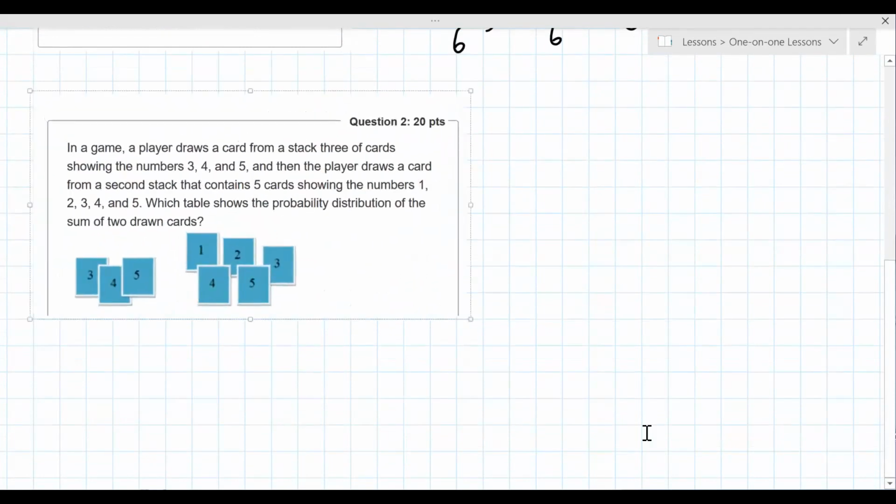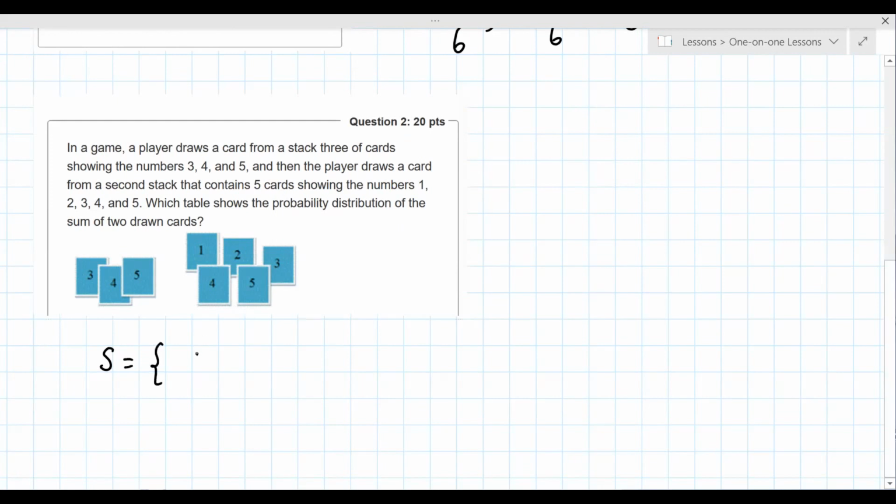In a game, a player draws a card from a stack of 3 cards showing the numbers 3, 4, and 5, and then the player draws a card from a stack that contains 5 cards showing 1, 2, 3, 4, 5. Which table shows the probability distribution of the sum of the 2 cards? Okay. So the first thing we're going to do is figure out what's called the sample space.